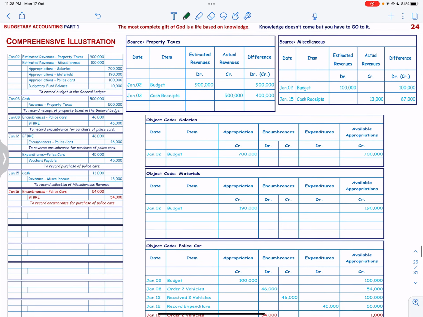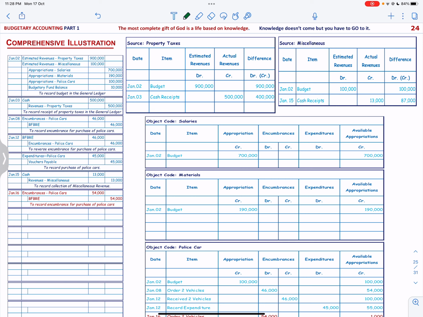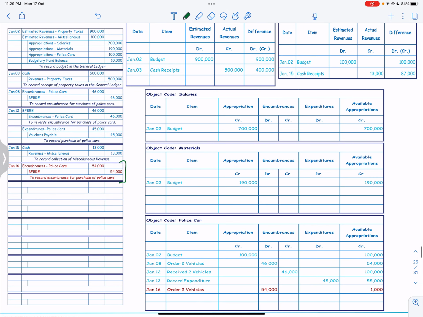Then we go to the next transaction, and again we are planning to buy the car. So we have for 54. So again there is an encumbrance for 54,000. So encumbrance is debit, and you can see that we subtract from the available appropriation, and we are left with 100,000.